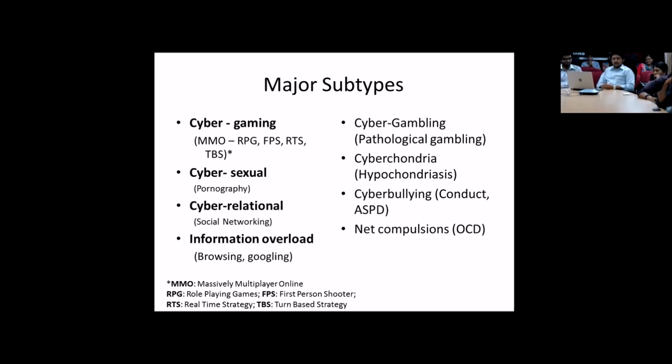So what are the different areas where people supposedly get addicted? As we were discussing earlier, cyber gaming is a major form of online addiction. The massively multiplayer online games, most of which will be covered in the next didactic by Dr. Arun in the next session on Tuesday. Just to reiterate, the massively multiplayer online games include 4 major varieties: the role-playing games, the first-person shooter games, the real-time strategy games, and the turn-based strategy games. These are the 4 main subgroups among cyber online gaming.